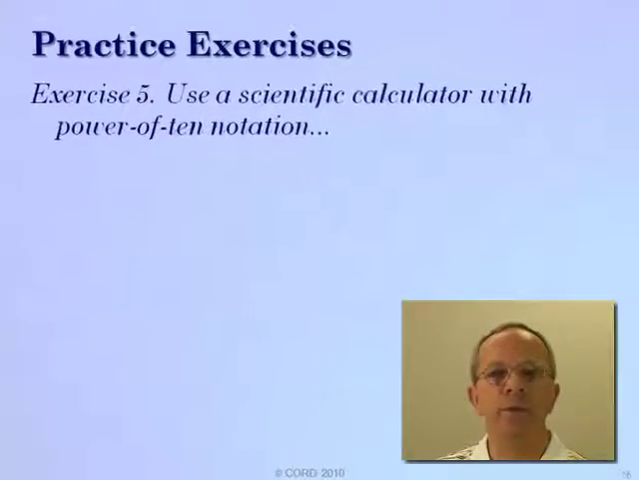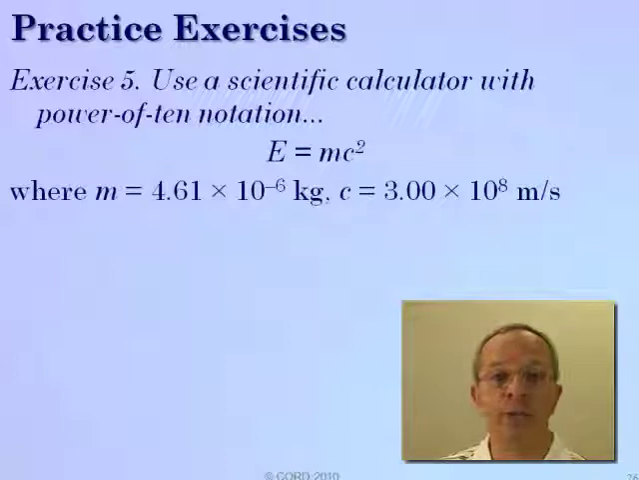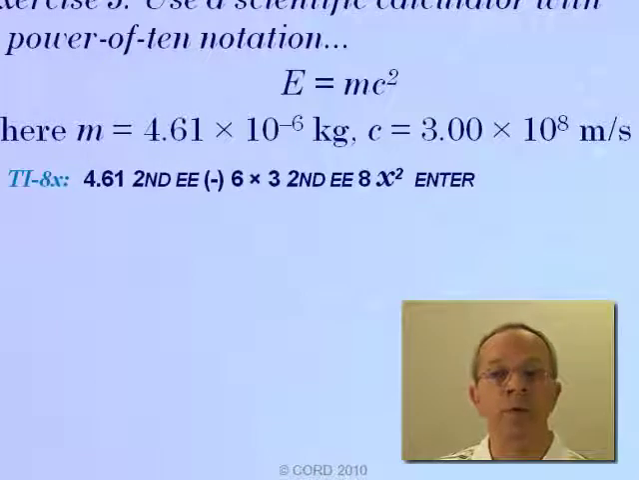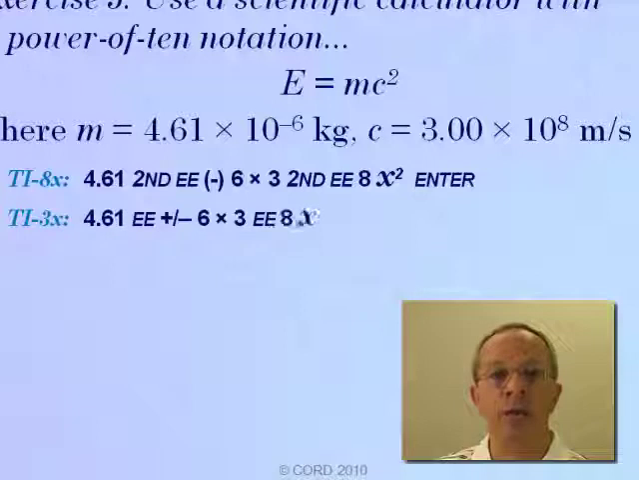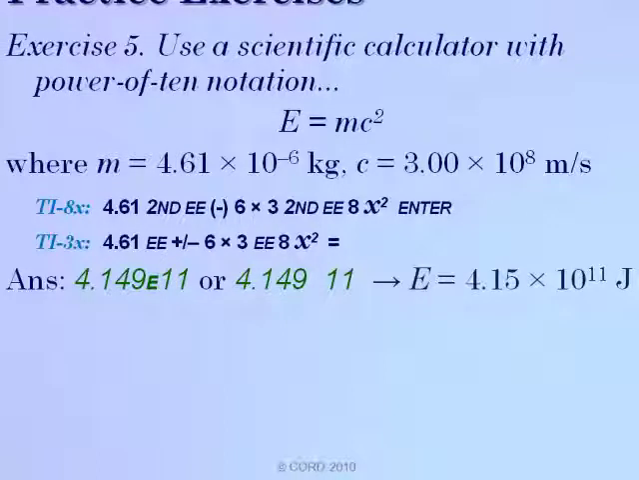All right, so how do we use a scientific calculator just to make some calculations? Let's try it with Einstein's equation of E equals mc squared, where mass is equal to 4.61 times 10 to the minus 6 kilograms, and c, the speed of light, is 3.00 times 10 to the 8th meters per second. Well, on a TI-80 series of calculators, that would be 4.61, then enter the exponent of -6, times 3, enter the exponent of 8, and in this case we want to do the operation of x squared, then press enter to complete the operation. And similarly on the TI-30 series of scientific calculators, and if you have another brand of calculator, you would do a similar operation, and the result will be something like 4.149 e to the 11, or 4.149 with a space and 11, telling us that the answer for E is 4.15 rounded times 10 to the 11 joules.